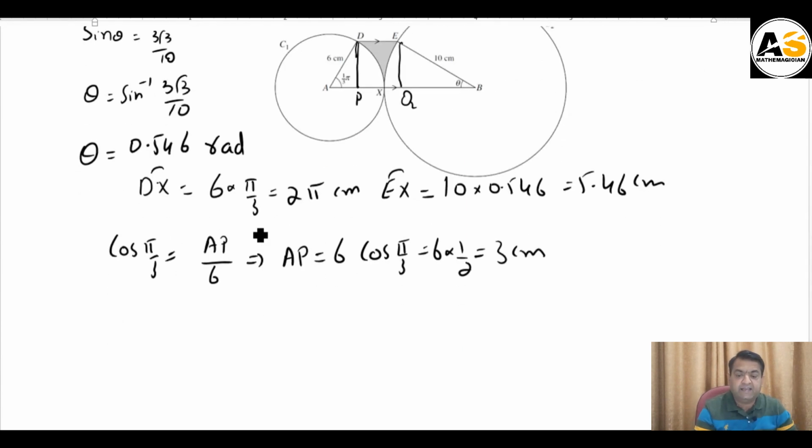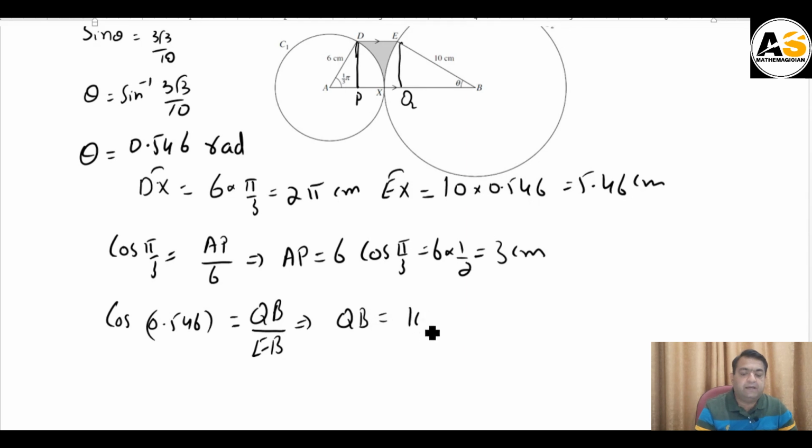Next, similarly, cos of 0.546, this angle, is equal to QB over EB, which implies QB is equal to EB into cos 0.546. And hence, I will get BQ as 8.546.